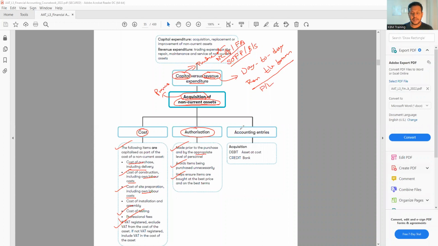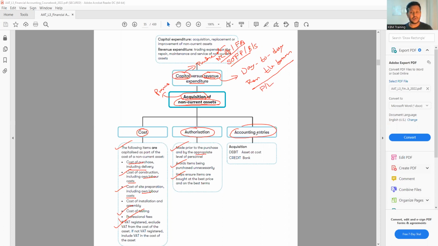The next one we have is accounting entries. Accounting entries represent how to record a purchase. If you buy something, how do you record it in the accounts in the form of a journal? That means a debit and credit. So when you buy something, obviously you have to record it in our accounts, and we need to make sure we have recorded it in the correct form of journals. If we buy any non-current asset, for example land and building, or a car or motor vehicle, we have to remember this journal.